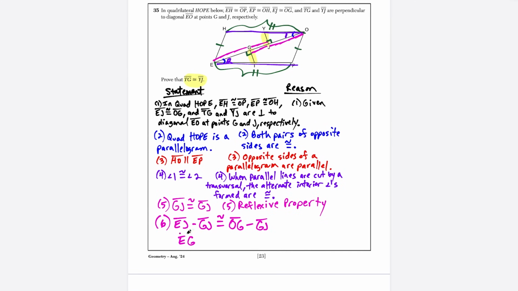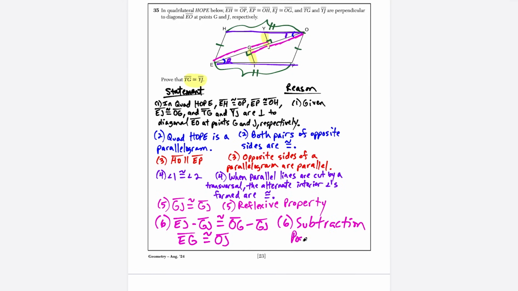So we have EG is congruent to, and then when we do OG minus GJ, if we subtract this piece out, we're left with OJ. So we could say that these two line segments are congruent. And for this one, we use the subtraction postulate.